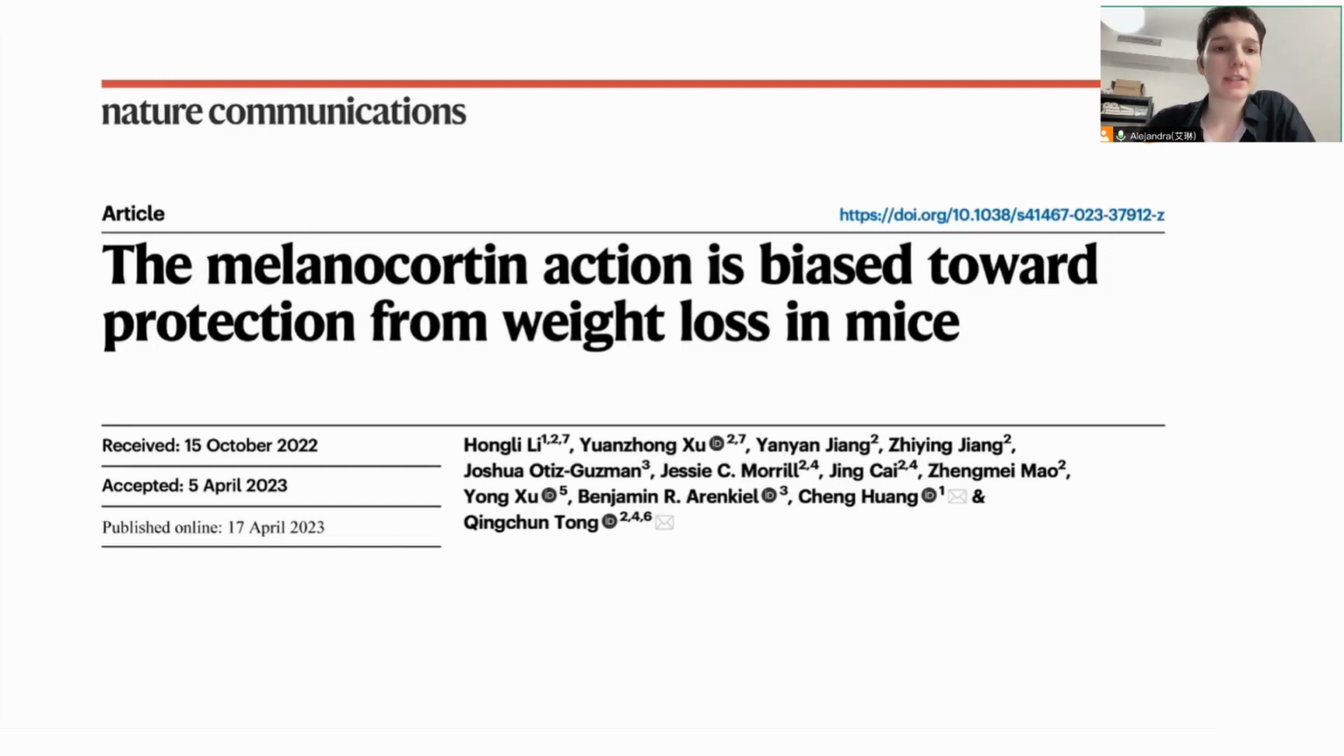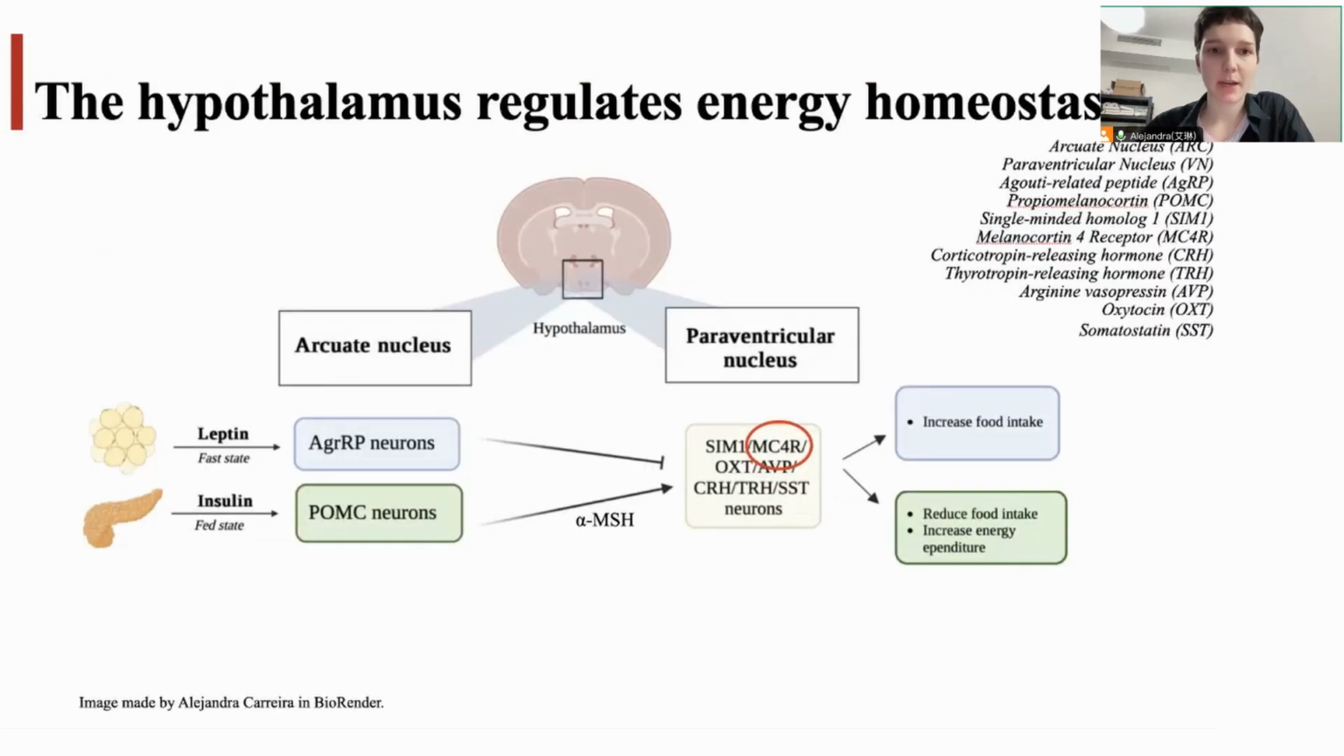So I'm going to present this paper from Nature Communications. It's called "The melanocortin action is biased toward projection from weight loss in mice." And we're going to start with a little bit of background. For this paper in particular, we're going to talk about the hypothalamus.